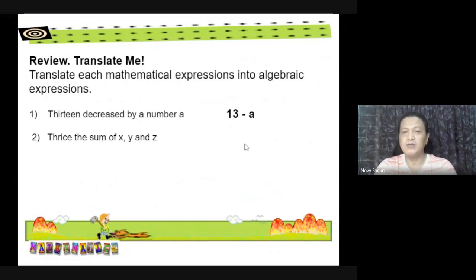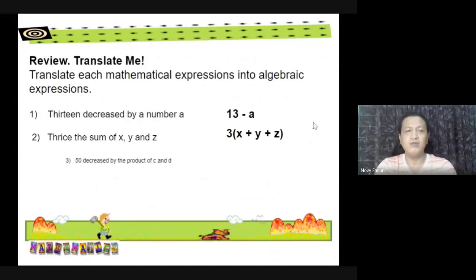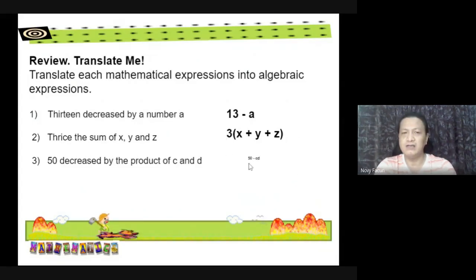So how are you going to write that? That is 3 times the quantity of x plus y plus z. Meaning to say the word sum, that's addition, and thrice, that is multiplication. And we have number 3, 50 decreased by the product of c and d. So with that, the expression should be 50 minus cd. Ibig sabihin, the word decrease, that is subtraction. And the word product, that is multiply.